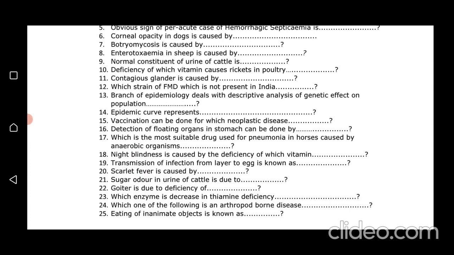Which of the following is an arthropod borne disease? Ephemeral fever, bovine ephemeral fever or three-day sickness. Eating of inanimate objects is known as pica.